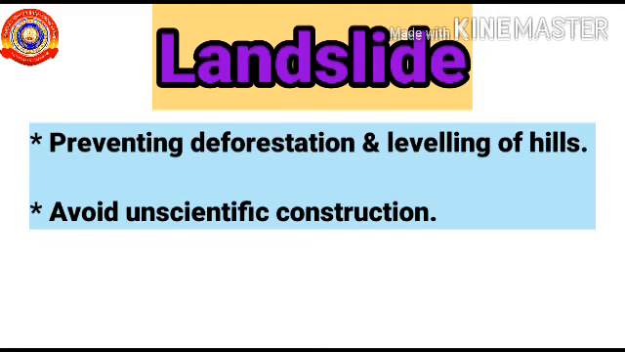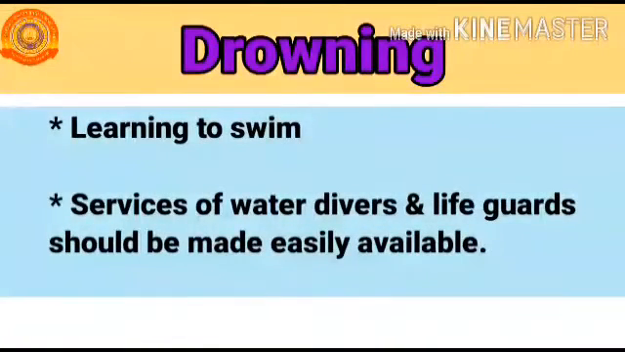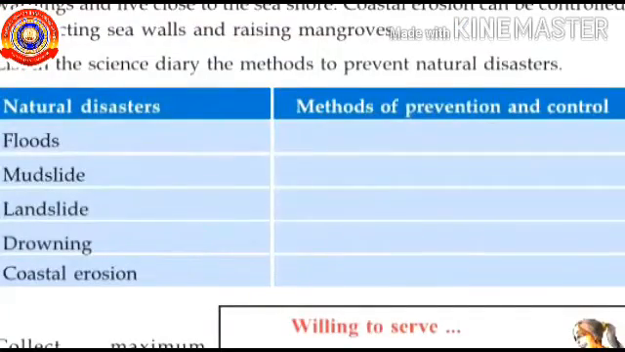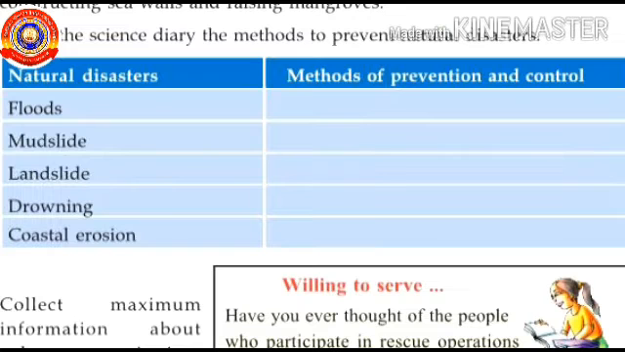Avoid unscientific construction. Drowning. It can be prevented by learning to swim. Services of water divers and lifeguards should be made easily available. Coastal erosion. It can be controlled by constructing sea walls and raising mangroves. Dear children, complete this table in your textbook using pencil and try to add more and more preventing and controlling methods in your rough book.